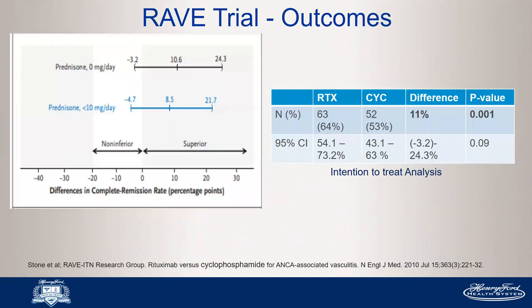So the primary outcome, when you look at the differences in complete remission rate, essentially it met the criteria for non-inferiority. However, it did not meet the criteria for superiority. Since it met the criteria for non-inferiority, rituximab was non-inferior to cyclophosphamide. Because of that, they did the superiority analysis and essentially didn't find it to be superior.